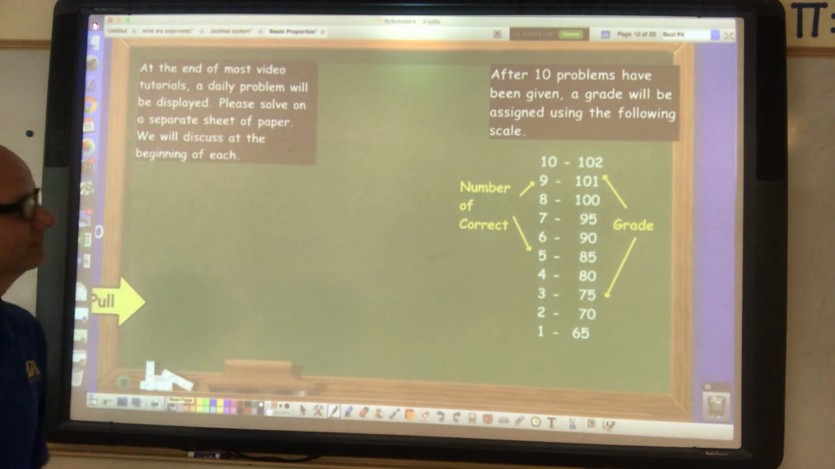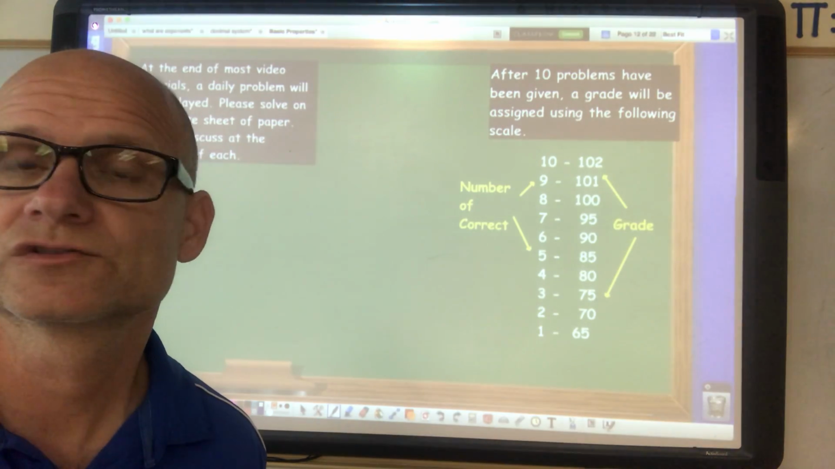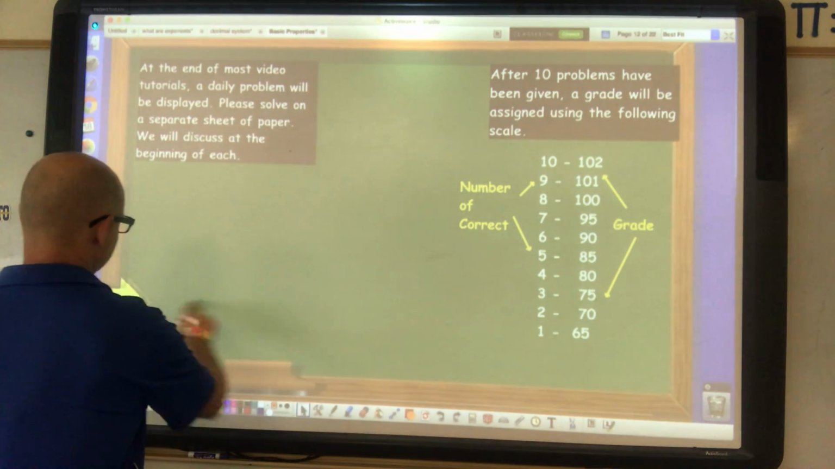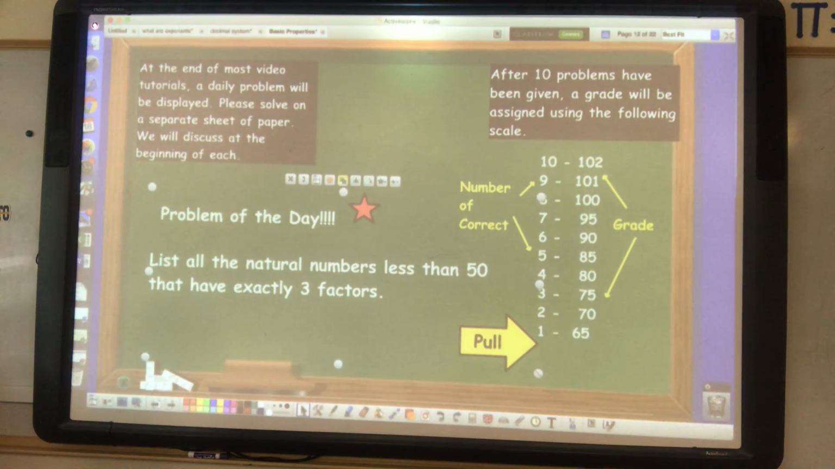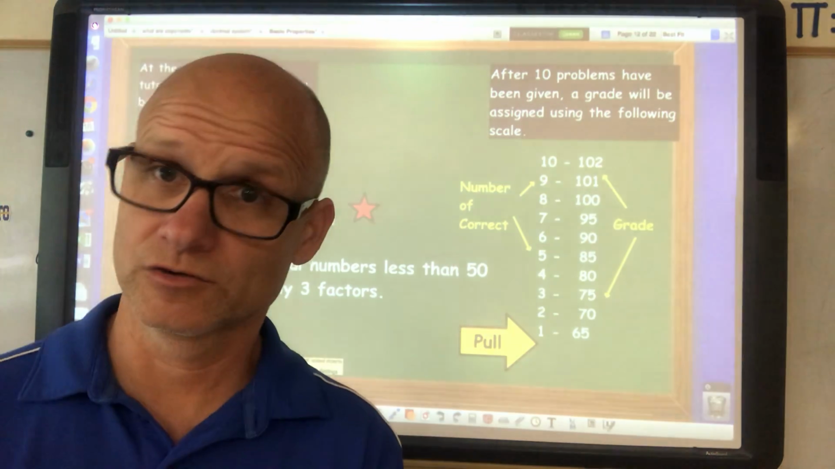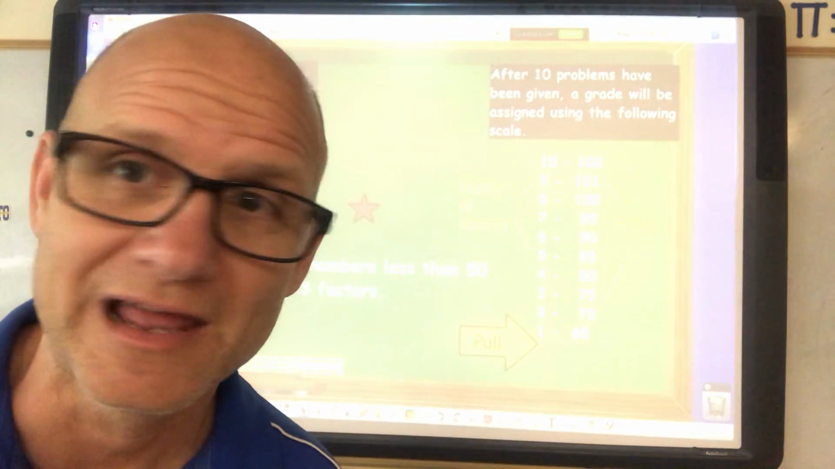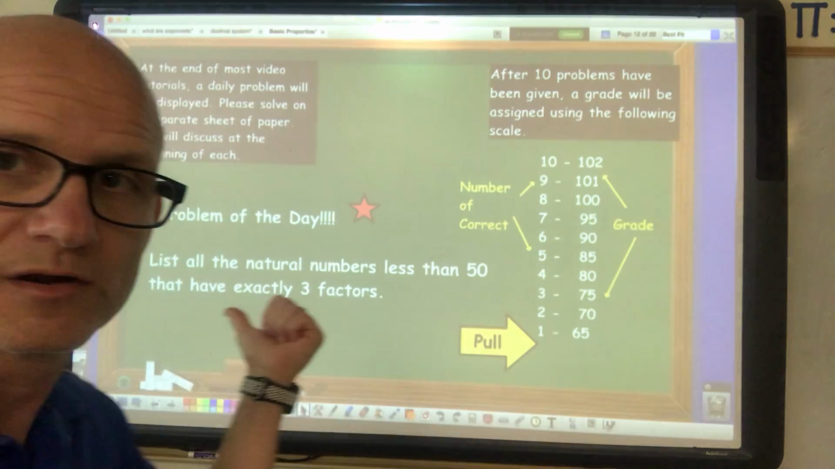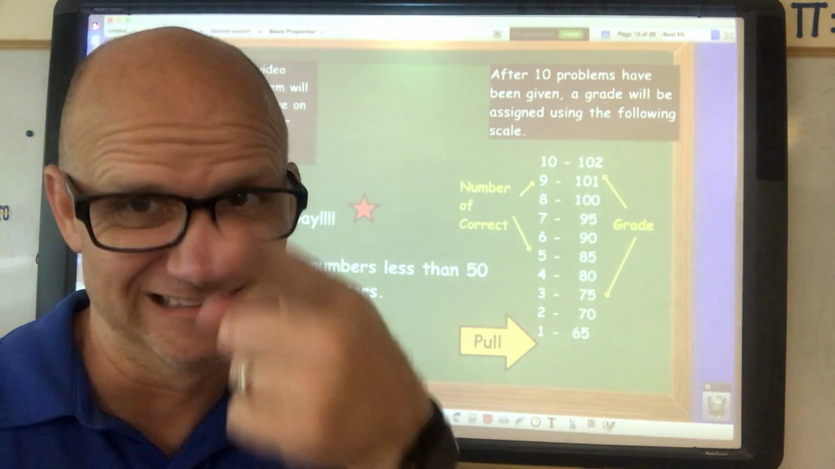And the last thing, problem of the day. Okay, so problem of the day. So, hey, here's what I want you guys to do. Just remember, do this on a separate sheet of paper. We are going to get points for this. And the problem of the day says this: list all the natural numbers less than 50 that have exactly 3 factors. Now, if you don't know what natural numbers are, it's okay. But guess what? I'm not going to tell you. Look it up. What are natural numbers? And then solve this problem. Okay? You've got Google. I mean, easy. You got Siri. I know, you use Siri.